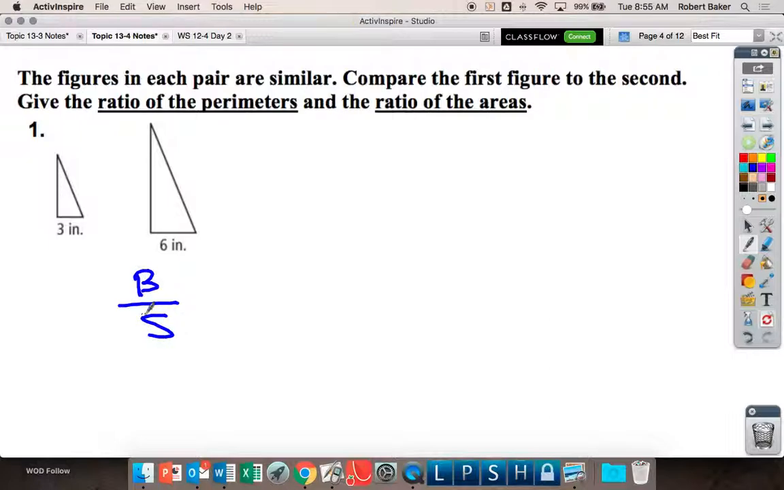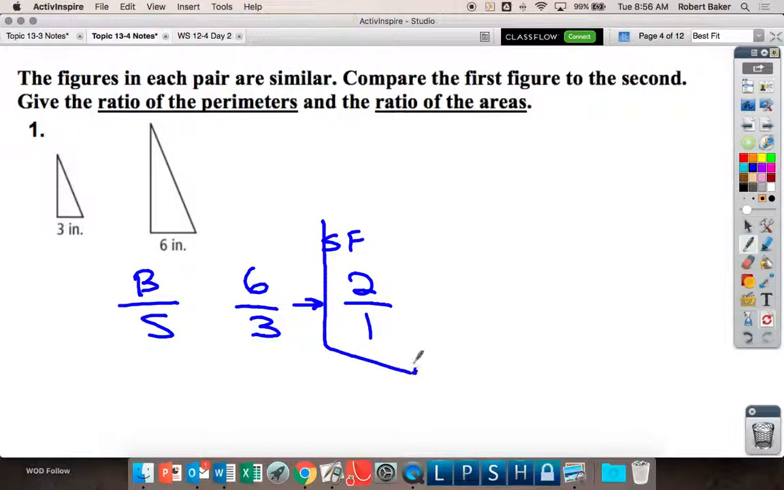Okay, so what is our scale factor? The big shape compared to the small shape. 6 over 3. If you want to simplify that, you can. Does anybody want to simplify it? So instead of just saying 2, let's say that the scale factor is 2 over 1, just to make it small numbers. So this is our scale factor. Try and leave it as a proportion so you know what you can cross multiply.